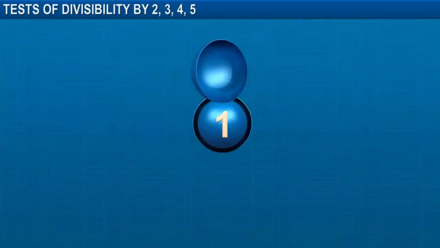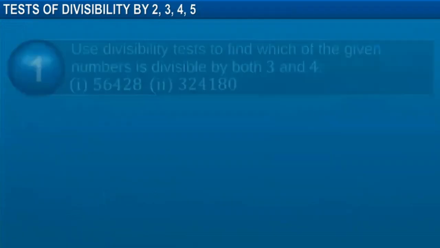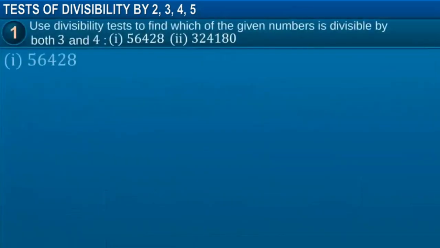Use divisibility tests to find which of the given numbers is divisible by both 3 and 4. To test divisibility by 4, look at the last two digits of the number. Okay, so here you have to check the divisibility by both 3 and 4.